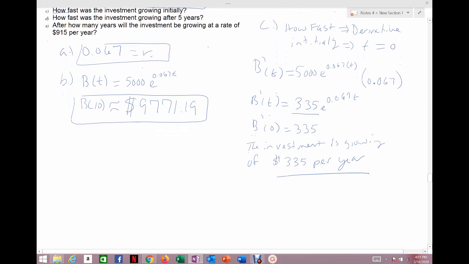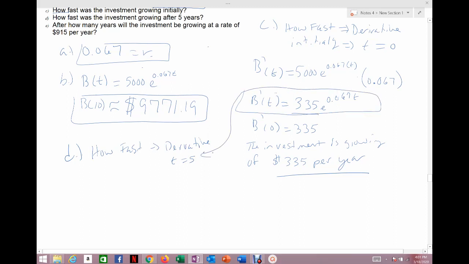All right, part D: how fast was the investment growing in 5 years? D is, again, how fast, which means derivative, in 5 years. So you're going to take the derivative equation, the equation we found over here, and plug 5 into it. So I'm going to plug 5 into that 335e to the interest rate times time.